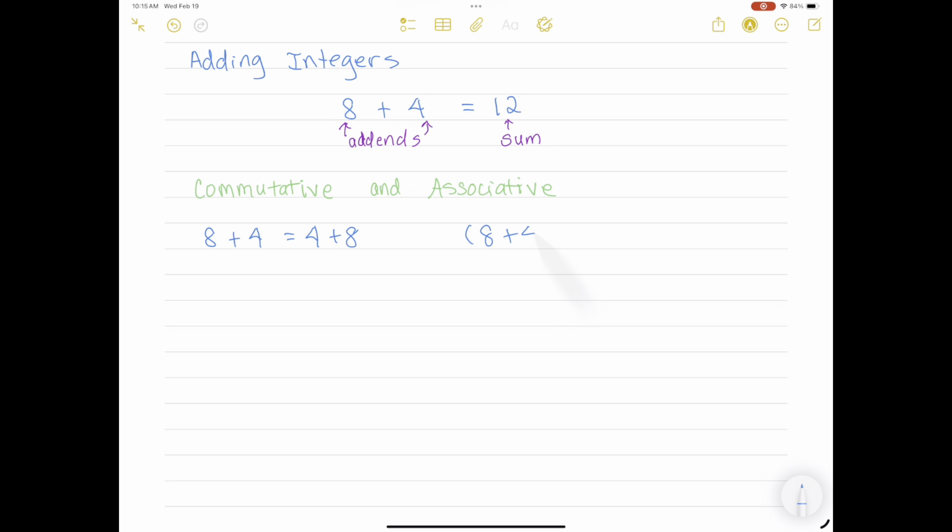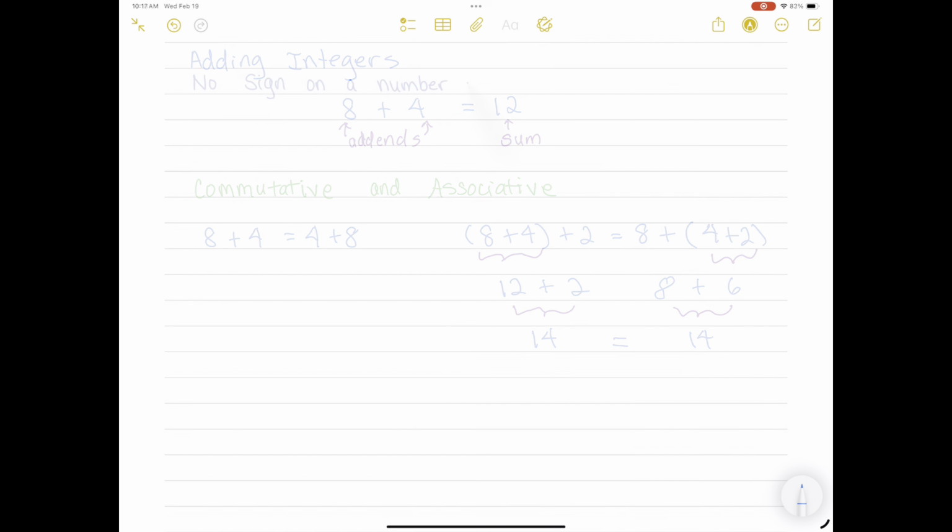What associative property means is if you are adding multiple positive numbers, it does not matter in which order you add them. Always solve within the parenthesis first. On the left-hand side of the equation, we first solve 8 plus 4 and then add 2. On the right-hand side, we first solve 4 plus 2 and then we add 8. In both cases, we end up with the same answer, 14. So whether you add the first two numbers first or the last two numbers first and then do the complete addition, you will get the same answer.